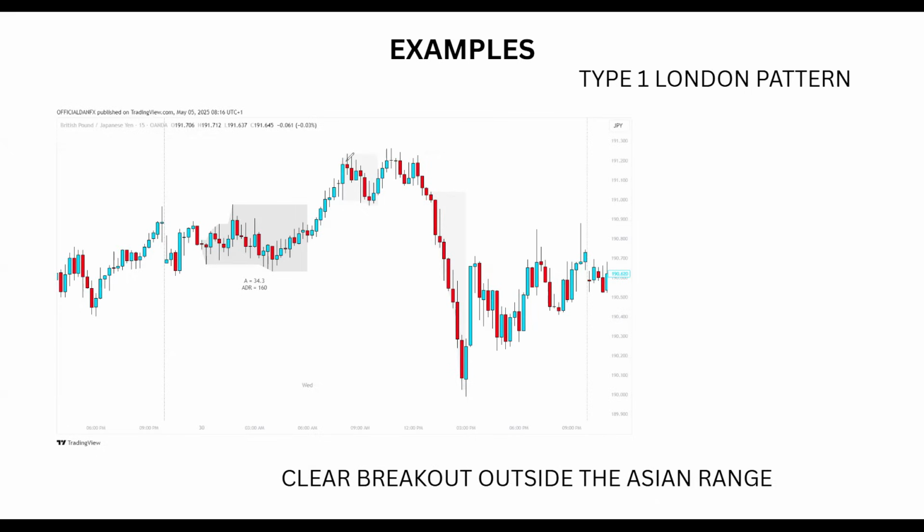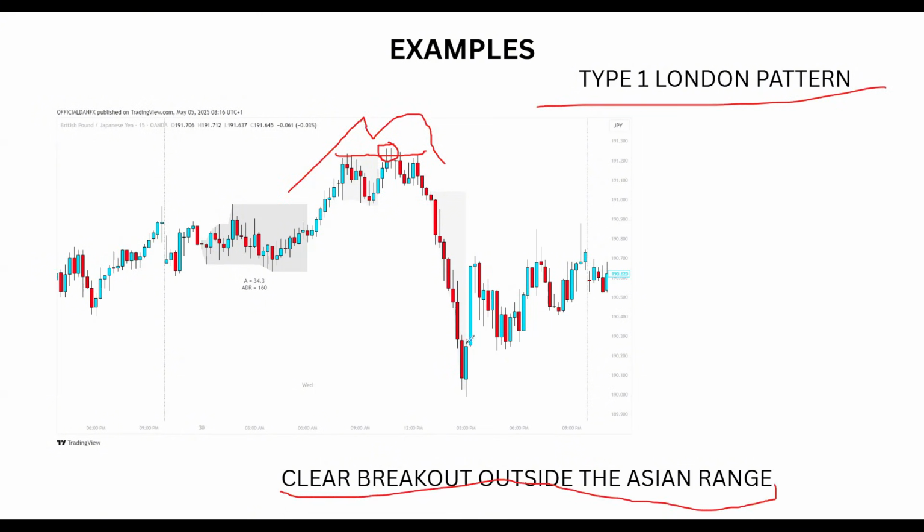So we have the high of the day here. Price comes back down, goes back. Now they did a little stop hunt, little liquidity sweep at the high here, and then reverse from that area. Right. So this is your M formation. This is your AMD. This is your type 1 London pattern. You're going to see a clear breakout outside the Asian range.